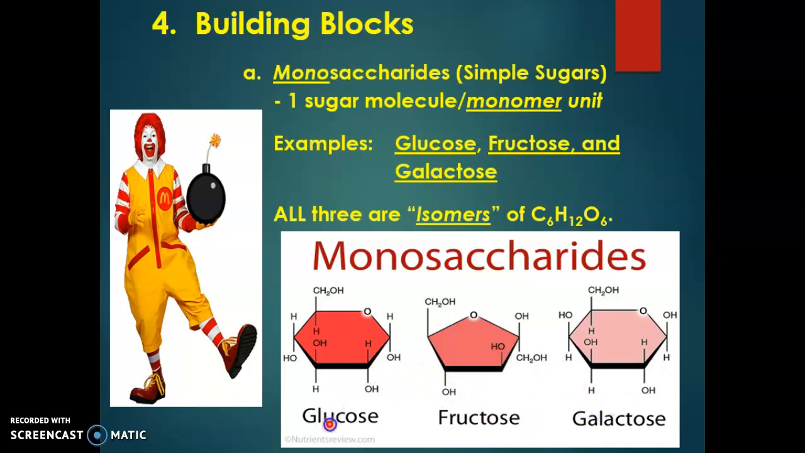Glucose, we know what that is, we've heard of it, made in photosynthesis. Fructose is a fruit-based sugar. Galactose comes from dairy products, that's really the key there. So all 3 of these are examples of monosaccharides, and they are all going to have a slightly different structure, but they're all going to have the same formula, C6H12O6.